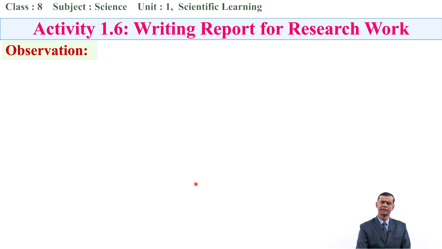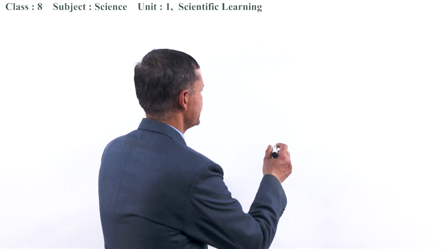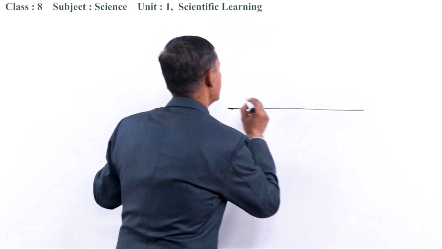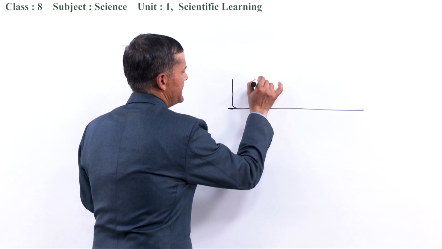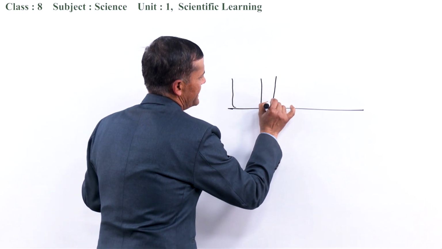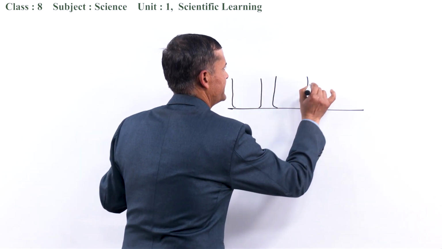Dear students, let's discuss what the observation would be. Think carefully. Yes, we have used 3 jars, isn't it? 3 bottle jars like this. First bottle, first jar, second jar, and third jar.